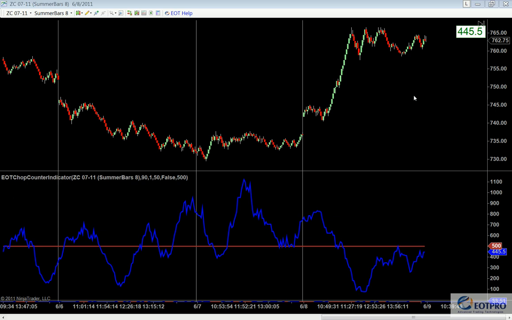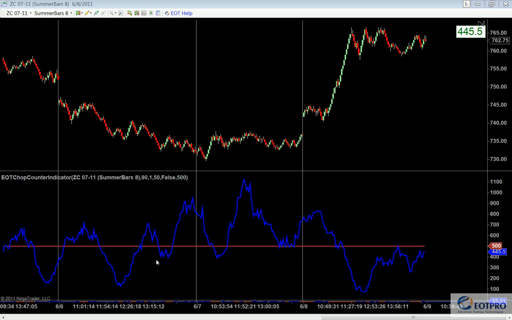Hello, everybody. My name's Bill, and we are talking about EOT chop counter and EOT chop number at the top right hand corner of the chart. They basically are the same thing. One of them is just the value, the other one is the indicator so that we can look historically at when this indicator thought the market was choppy.